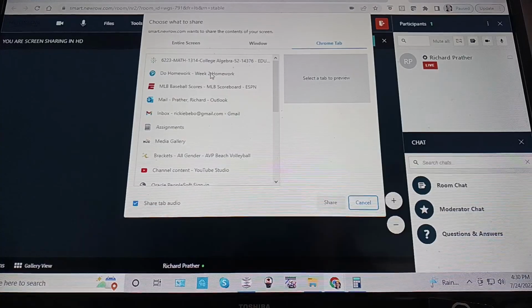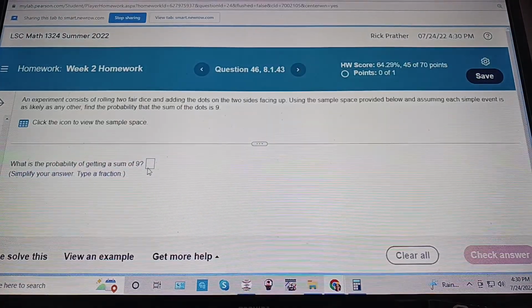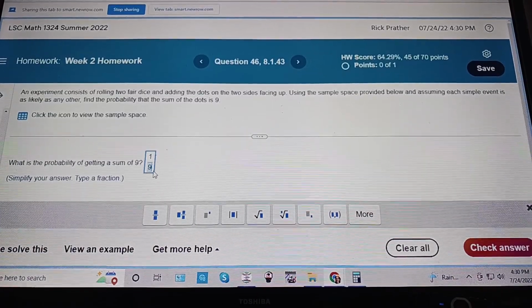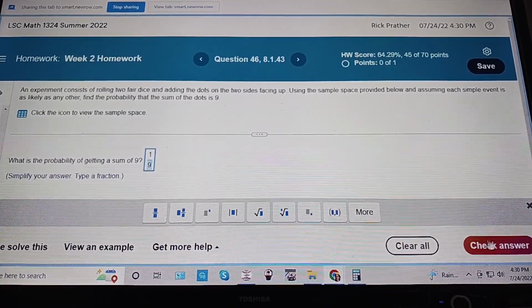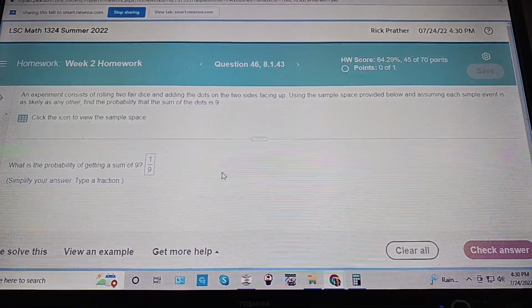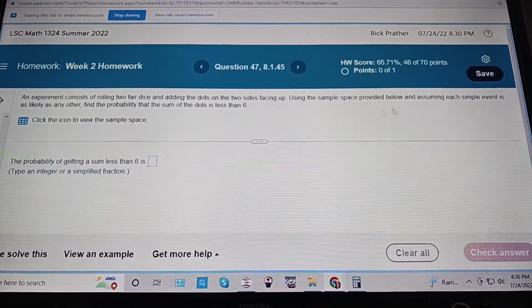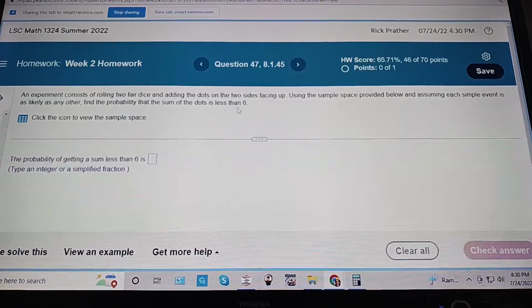So this one only asked for 9, but maybe we'll see another problem where it's sum of 2 dice. Now, this is not 1 out of 9 because this was a 9. Don't be fooled by that. Yep, see, here's another one about 2 dice. So now we want less than 6.